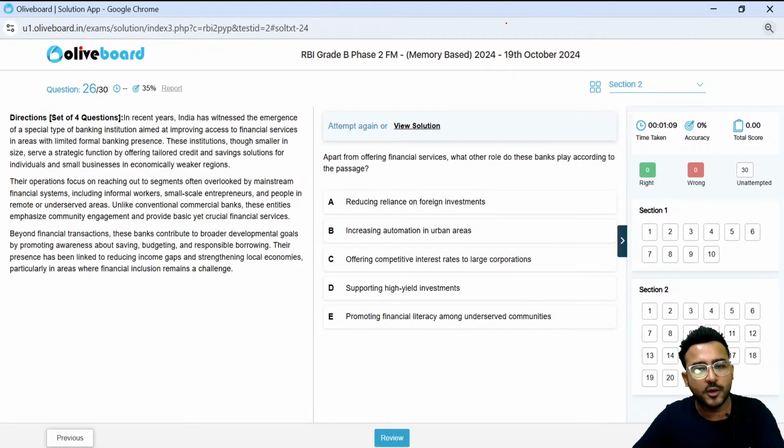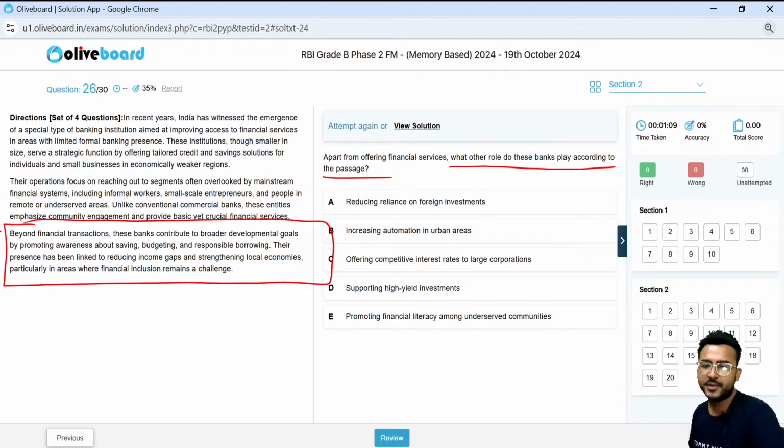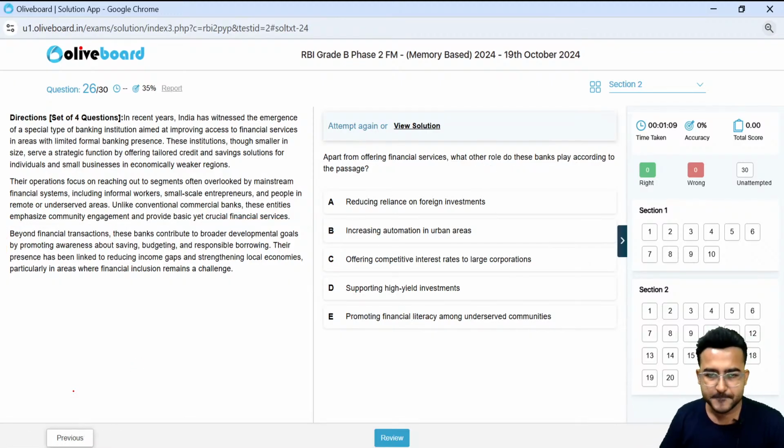Next one: apart from offering the financial services, definitely this bank will offer the financial services. What other role do these banks play according to the para? So you will be finding that particular role in the last para. Just have a quick reading of the options and let me know in the comment section what is the additional role here.